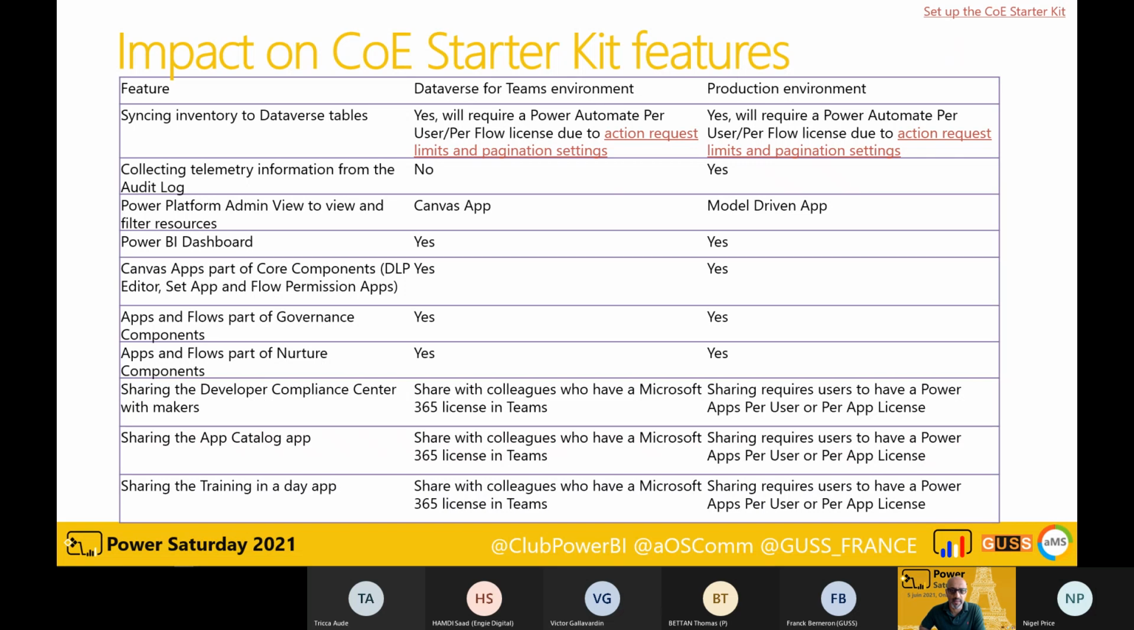A couple of things to point out if we do install this Center of Excellence Starter Kit: depending on whether it's for Dataverse, for Teams, or a production environment, there are some fundamental differences. But a lot of these will require your per flow license, due to some of the restrictions you get based on the limitations and the pagination settings. That's for your syncing inventory. But for everything else, you can see all that information laid out there in terms of the differences.